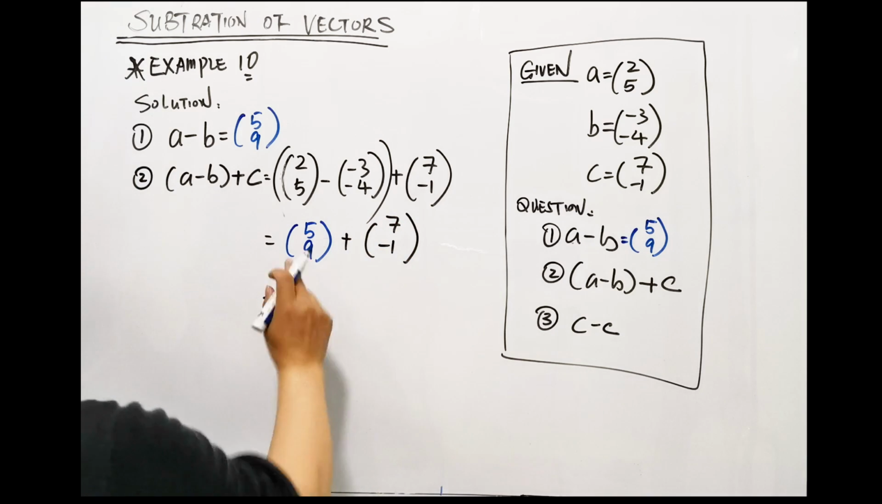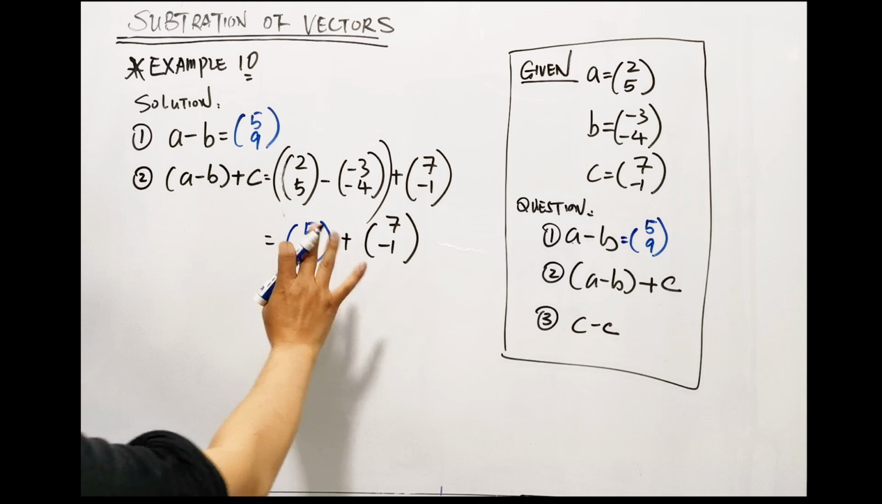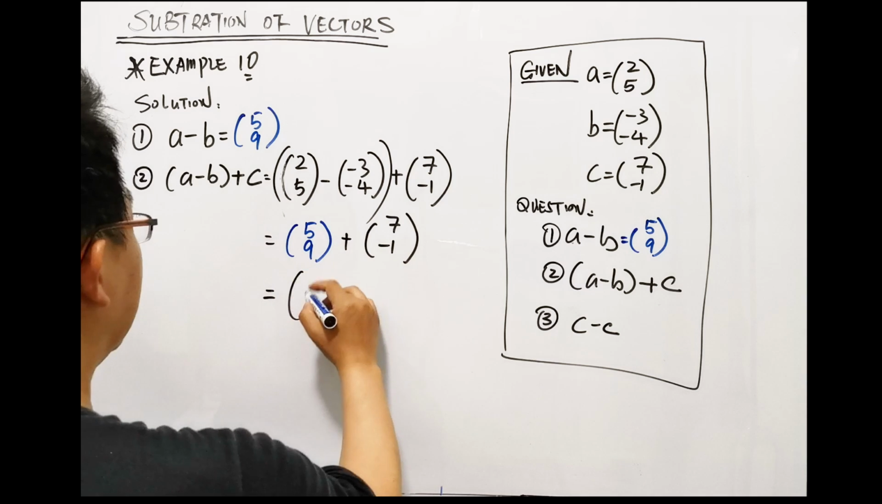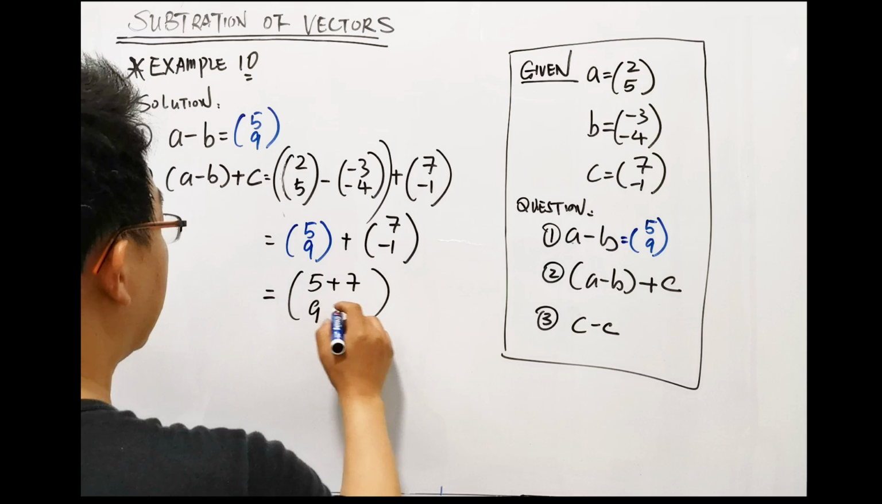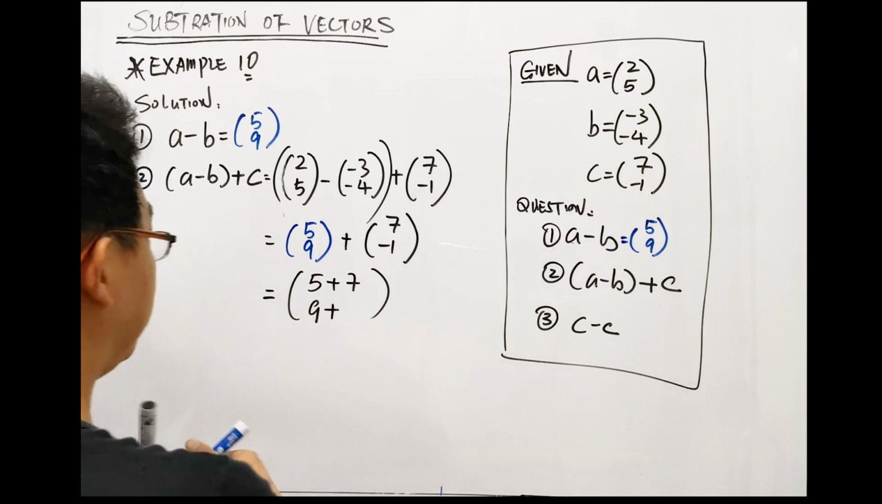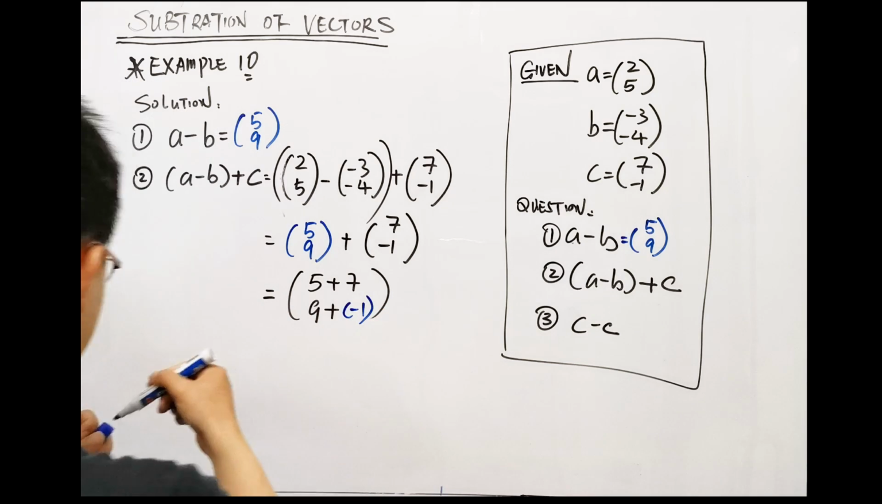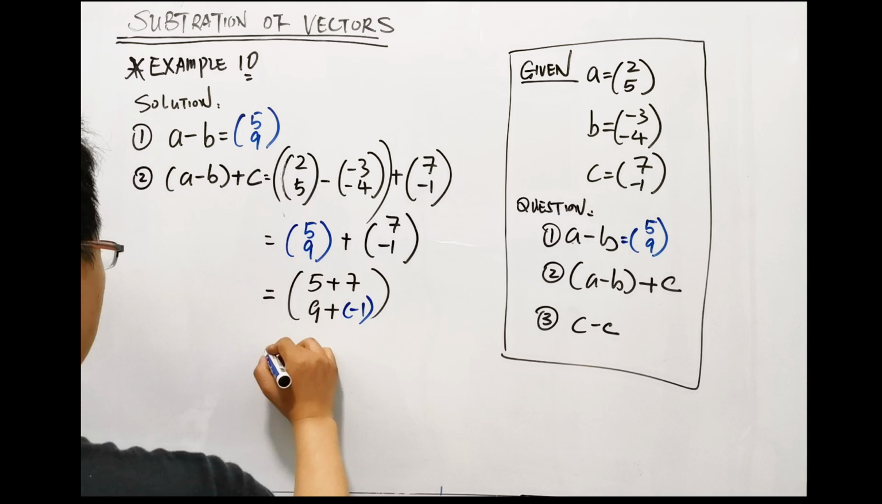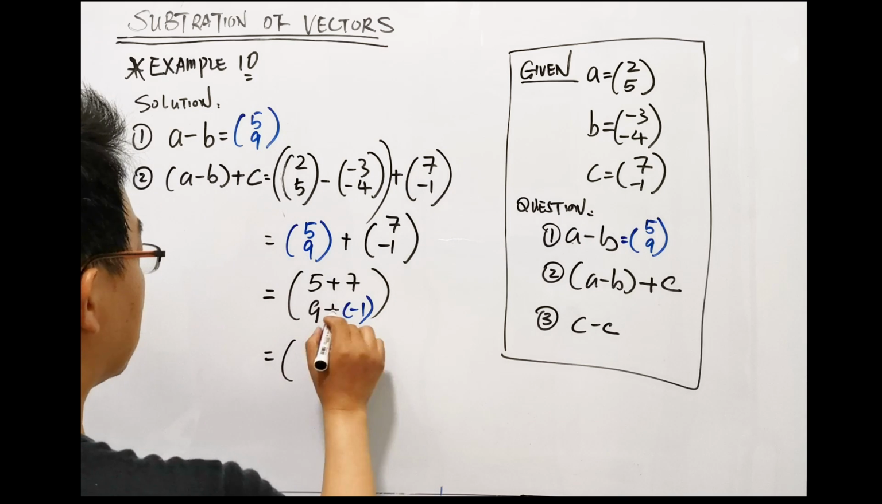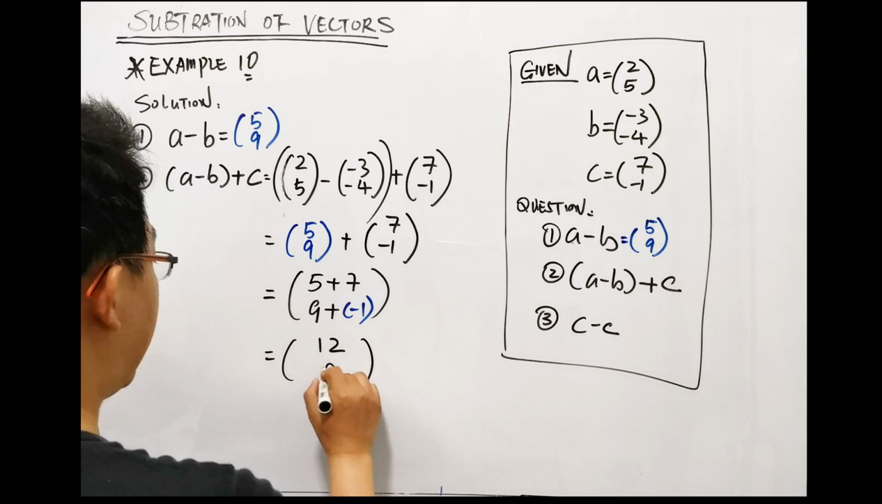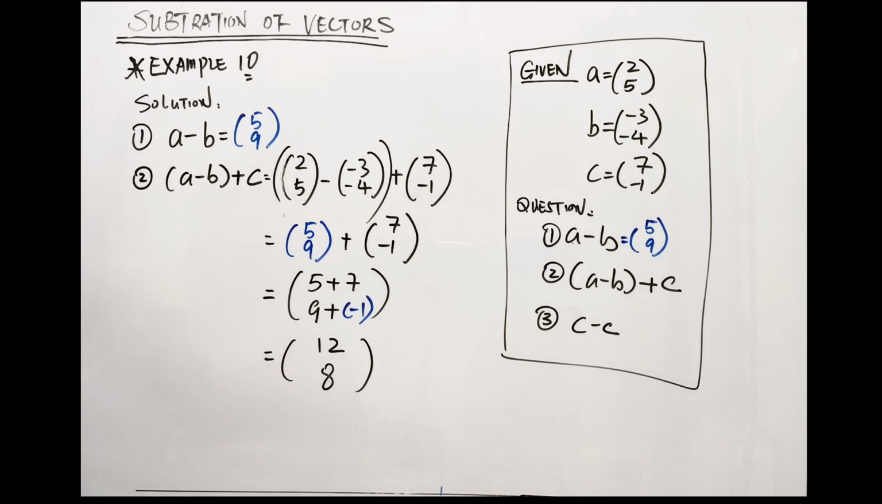So from here, because this is addition of vectors, we just bring the things, plus 7, 9 plus minus 1, right? So from here we know that 5 plus 7 is 12, and then 9 minus 1 becomes 8. Okay, now we know the second answer is 12 and 8. That's very straightforward, right?